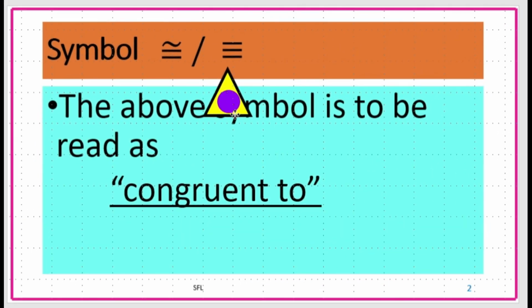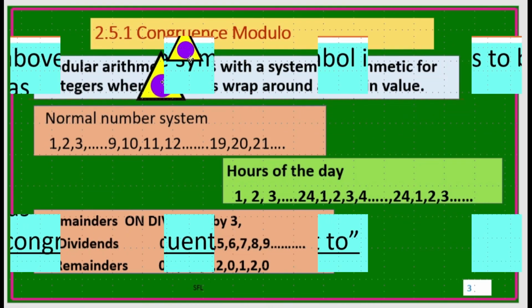A new symbol is introduced. This triple line symbol, please read this symbol as congruent to. Similar to, equal to, this is congruent to. In certain books and on internet websites, this symbol is used. However, we will use this symbol.